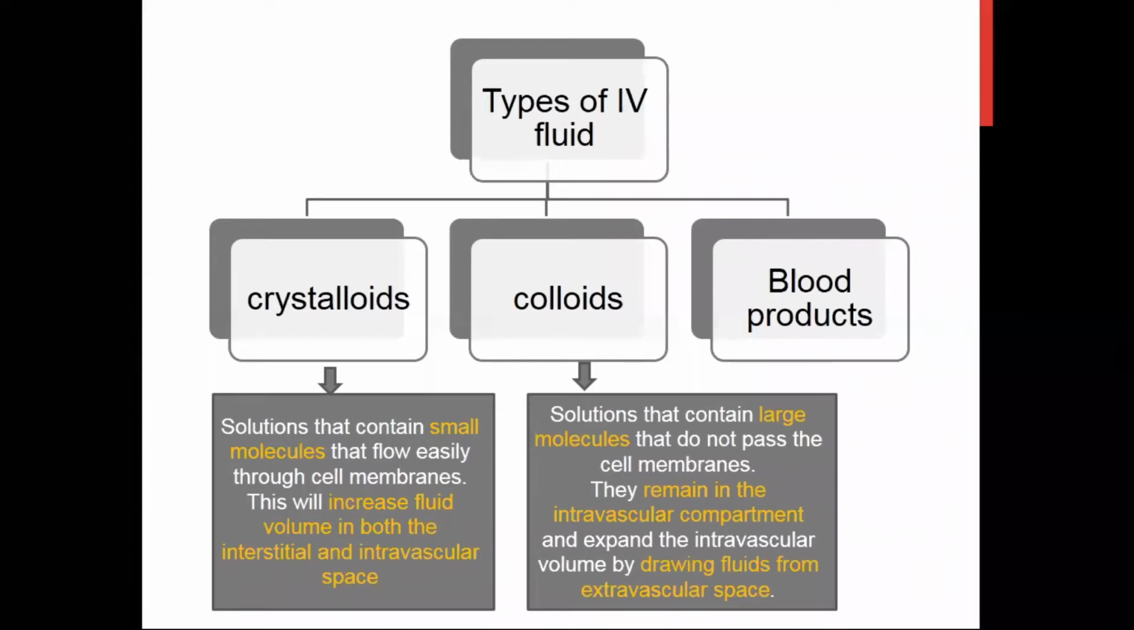crystalloid fluid شنو معناه؟ معناه fluid that contain small molecules that flow easily through the cell membrane. This will increase the fluid volume in both interstitial and intravascular space. هذا الفرق الجوهري بين الكريستالويد والكولويد. الكريستالويد يحتوي على small molecules that flow easily through the cell membrane.